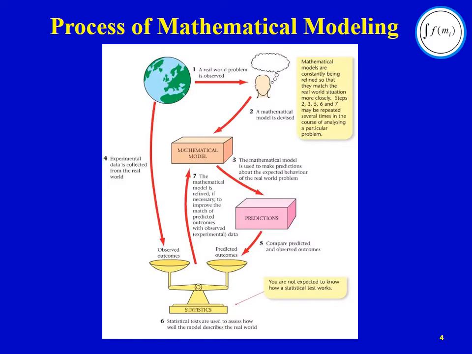Now, this is the process of mathematical modeling. First, we have to observe the real world problem. After that, we have to select the suitable mathematical model. Then we have to run the model with real data and extract the predicted outcomes. After that, we have to compare the predicted outcomes and observed outcomes. If you are happy with the difference, then you can use this model for forecasting. If not, we have to go back and select another model and follow the same process.